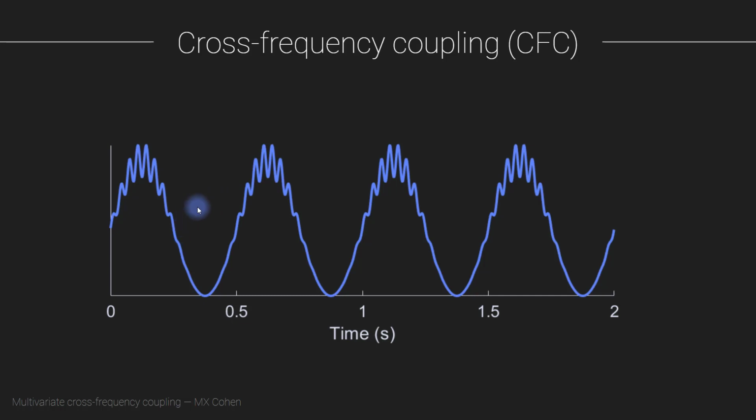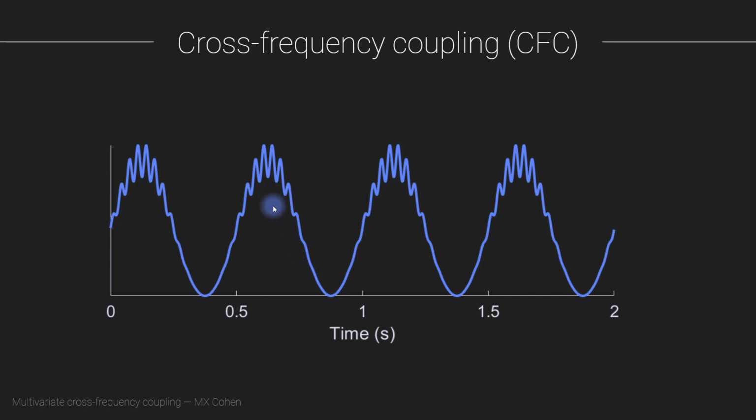Well, cross-frequency coupling refers to a statistical relationship between activity in two different frequency bands. Here you see an example of cross-frequency coupling. There is this slower rhythm here, and then there's something happening with this faster rhythm, such that the amplitude of the faster rhythm is larger when the slower rhythm is at its peak, and then this faster rhythm decays during the troughs of the slower oscillation.